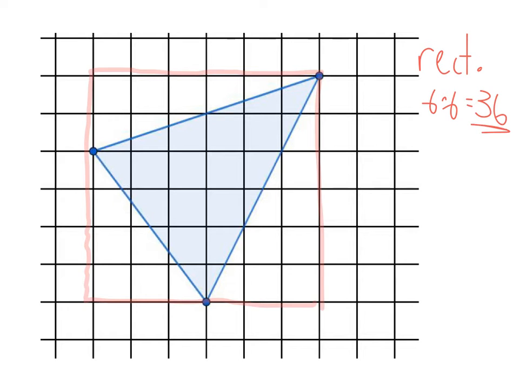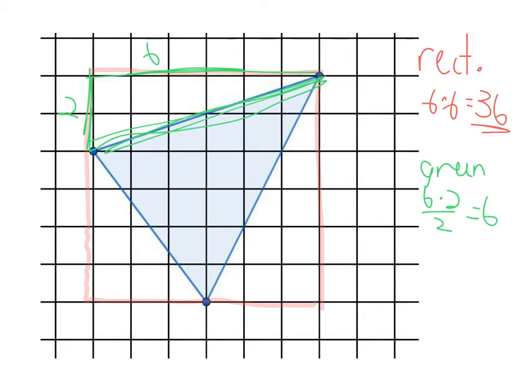Now what we need to do is subtract out pieces. So let's take this green triangle that I'm making. So that's 6 by 2, 6 by 2. So the area of that green triangle is 6 times 2 divided by 2, which is just 6.